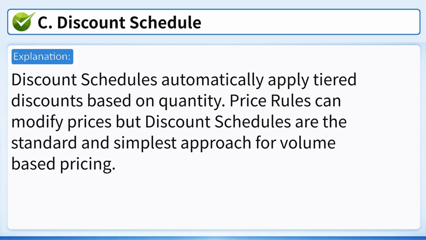Explanation. Discount schedules automatically apply tiered discounts based on quantity. Price rules can modify prices, but discount schedules are the standard and simplest approach for volume-based pricing.